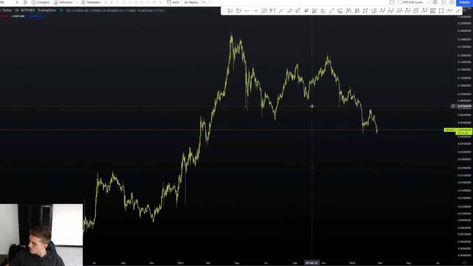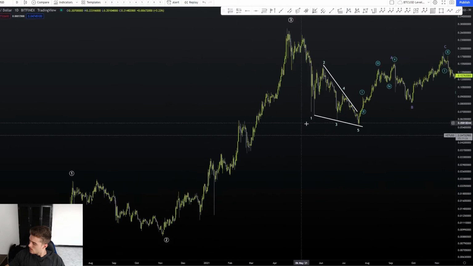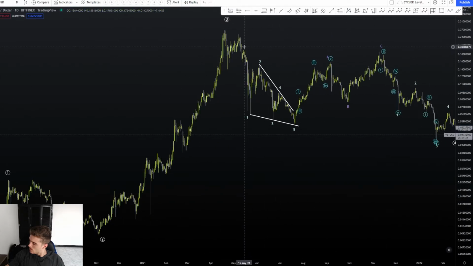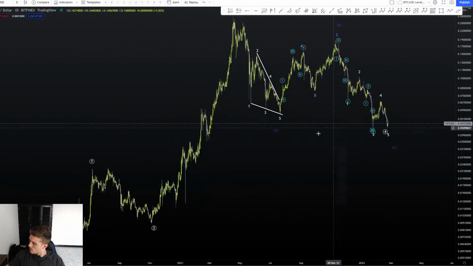So that's what I'm going to be showing you guys today, and that would look a little bit like this, where I'm going to show you guys the macro count, where this is a 1, 2, this is a 3, 4. And this would all be starting out with a leading diagonal for the wave A for 1, 2, 3, 4, 5. This would all be this intermediate wave A.